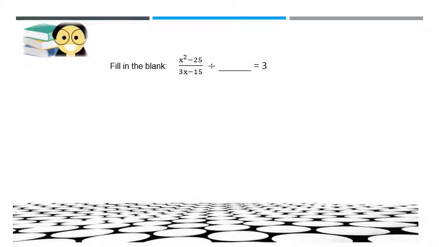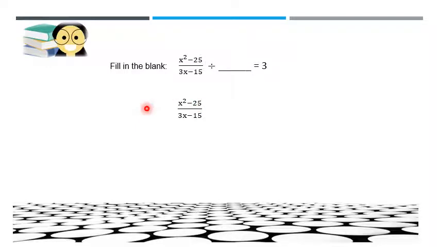Fill in the blank. x squared minus 25 over 3x minus 15, divided by blank, equals 3. Okay, let's copy first the given. As you can see, in the step by step of dividing rational expressions, we're going to change the sign of this one, and then see how we get the 3. So let's do this one first.